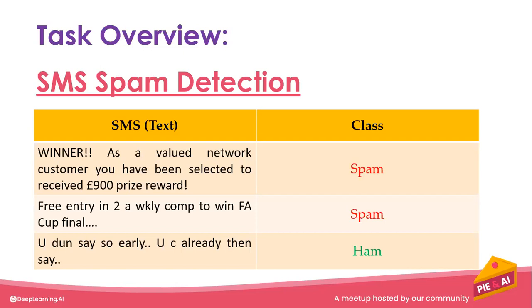And even in the next one, you can see "free entry in a weekly comp to win FA Cup final." So such types of text have been classified as spam. And the last one you can see has been classified as ham. So ham is basically the class which indicates that it is not a spam message. And this is how the data set is organized, and we have around 5,000 SMSs with their corresponding labels.